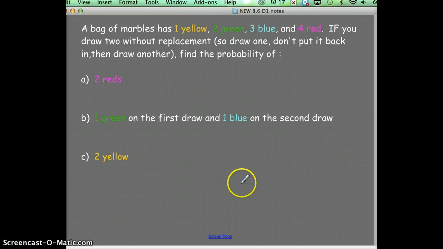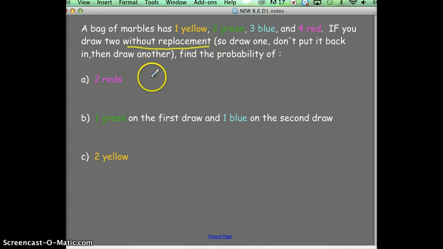Okay, for the sake of time, I'm going to skip a few things. Okay, here's that classic marbles in a bag. We have 1 yellow, 2 green, 3 blue, and 4 red marbles. We're going to draw 2 without replacement. Again, that's big. Without replacement means we're going to draw 1, but we're not going to put it back in and draw another. That's a bigger deal than you might think. Okay, so we're going to find the probability of drawing 2 reds.